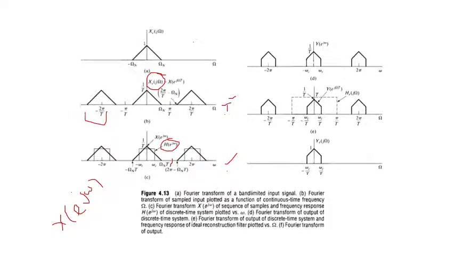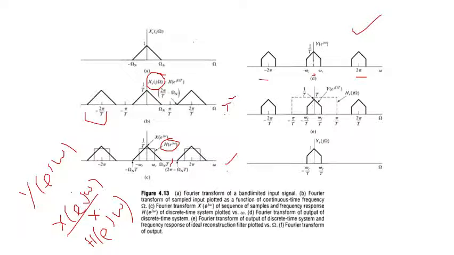So what we are doing is multiplying X(e^(j omega)) with H(e^(j omega)), and we are getting the output Y(e^(j omega)). So this is the output. So you can see we have copies at 0, at 2 pi, minus 2 pi, and now the upper frequencies are removed. We do not have something like this. The upper frequencies are removed.